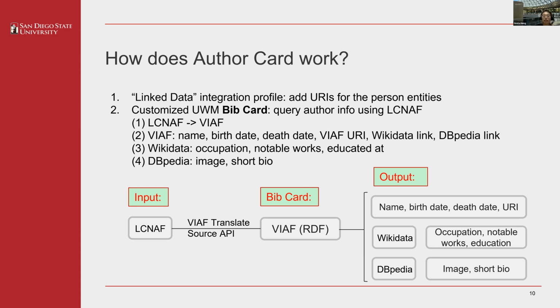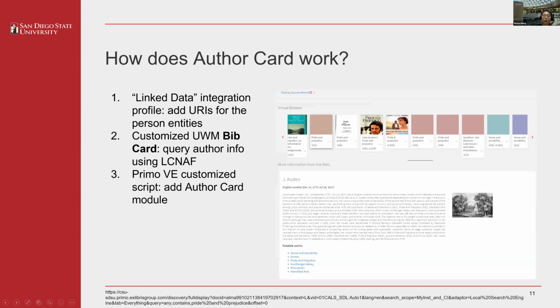Occupation, notable works, and colleges or schools attended by the author are from Wikidata. And the image and short biography are from DBpedia. And finally, using the JSON-LD file I just showed, author cards can be generated.